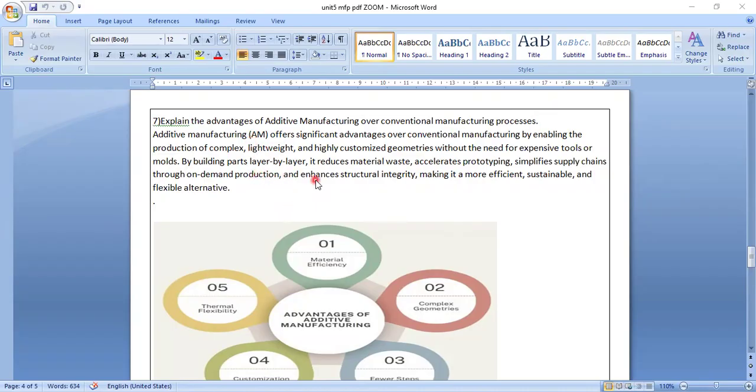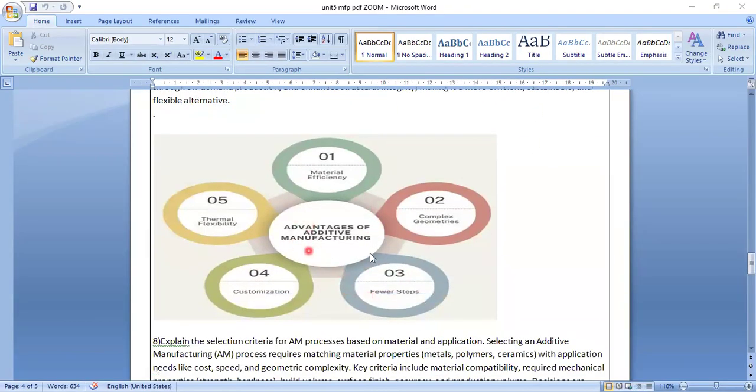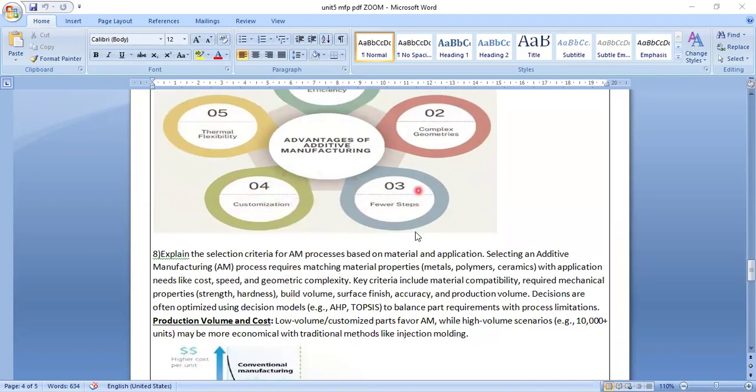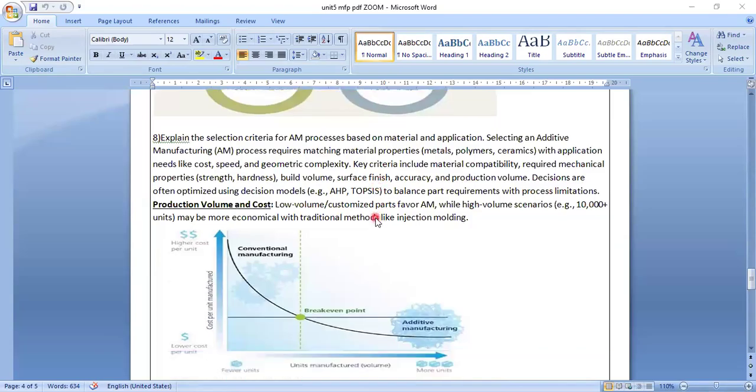Layers are printed layer by layer here, which is a big advantage, reduces material waste, no material waste, accelerating prototyping. You can see in the diagram prototypes are created before production, so any mistakes or errors can be found here. So many advantages here. Advantages of additive: thermal flexibility, no heat is generated, material efficiency, more material, complex geometries, fewer steps, 3 to 4 steps, and manufacturing is done. So that is the explanation of the advantages.